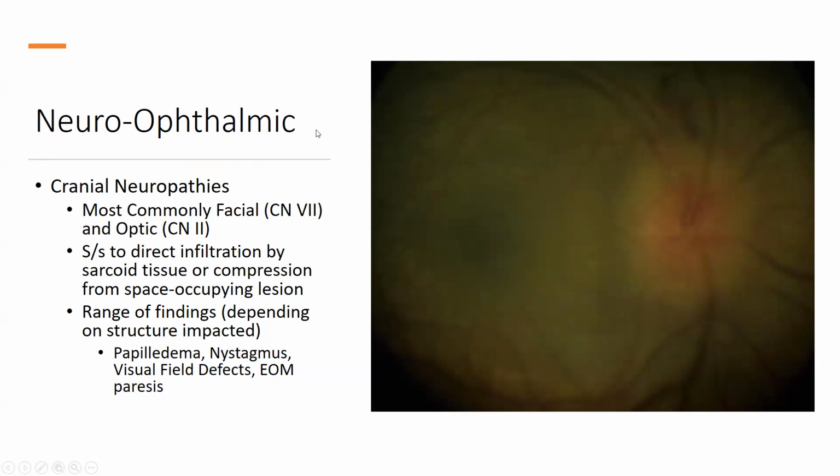And following right after the neurosarcoidosis lecture, I'll touch a little bit on neuro-ophthalmic findings. This can present as any one of the cranial neuropathies. Most commonly it presents as a facial nerve neuropathy or an optic nerve neuropathy, but the cranial nerves that service the extraocular muscles can be involved as well. So a patient can present with double vision and have extraocular movement restriction on exam. Typically, this is due to either direct infiltration of sarcoid tissue of the nervous structures, or it's involved by a space-occupying lesion putting compression on these nerves.